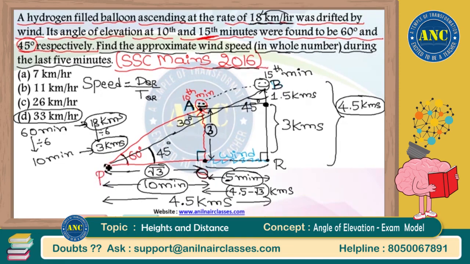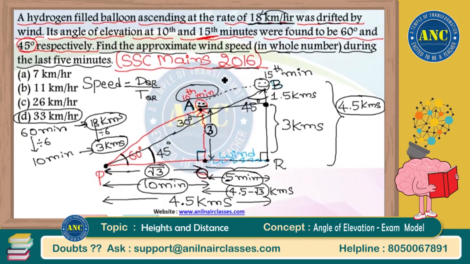A person is standing at point P with a balloon initially. He started leaving the balloon upward and the balloon started moving at the rate of 18 kilometers per hour, and because it was drifted by the wind, it did not move vertically like this. It kept on moving like this, and at point A, which is at the 10th minute, the balloon was there. Angle of elevation from that person is 60 degrees. After 5 more minutes, at the 15th minute, the balloon again kept on moving to point B. The angle of elevation is 45 degrees. That rate is given from the first minute till the 10th minute as 18 kilometers per hour.